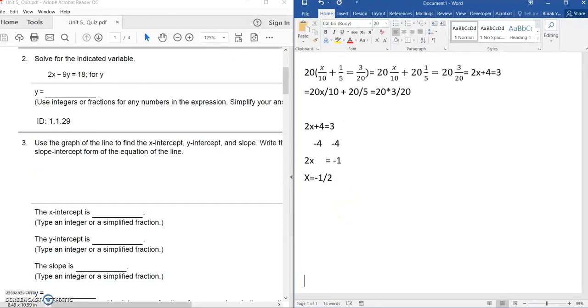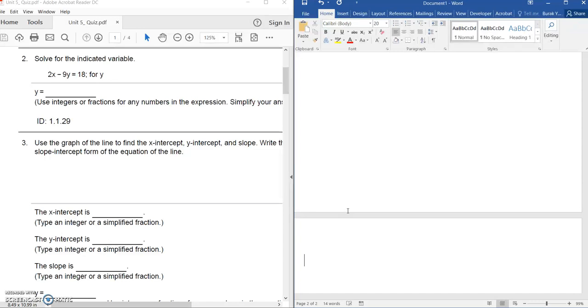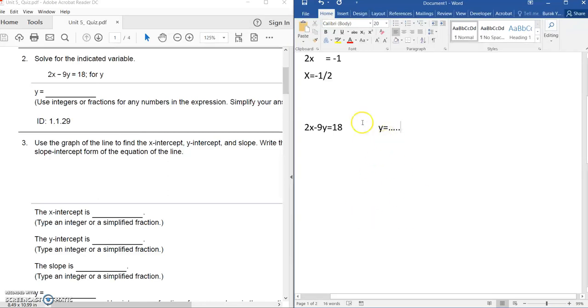So let's look at question 2. In question 2, the equation given is 2x minus 9y equals 18, and the question is solve for y. So that means I need to make this look like y equals something. So y should be by itself on the left hand side. My starting point here is to first get rid of this 2x. So what I can do is just subtract 2x from both sides.